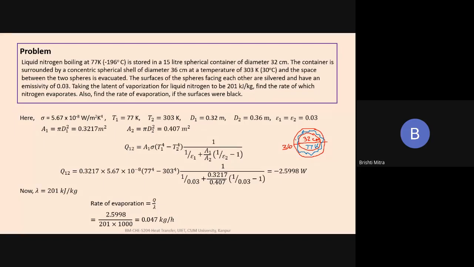And so we put another shell around it, a concentric shell as it's called, and the space between the two is turned into a vacuum. So there will be no heat transfer by conduction, there will be no heat transfer by convection. So this is how we can write this expression. So let us see what we have out here. Liquid nitrogen boiling at 77 K.